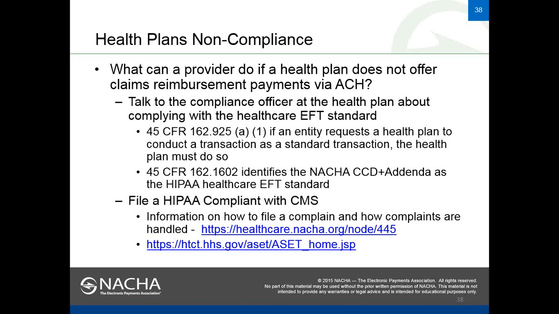You can talk to the compliance officer at the health plan and make them aware of the fact that under HIPAA they have to offer this. If they still don't offer to send the claim reimbursement payments via the NACHA CCD plus the addenda record, the next step is to file a HIPAA complaint with CMS. There is a link on this page as to how to do that. And if you are concerned about repercussions from that, please be aware that you can file an anonymous HIPAA violation complaint with CMS.